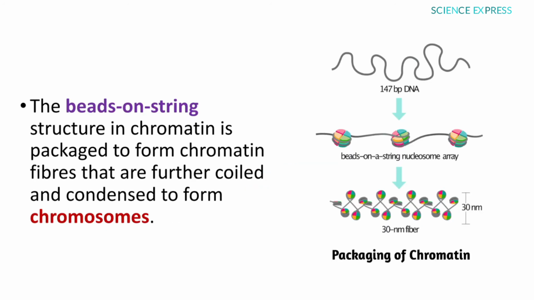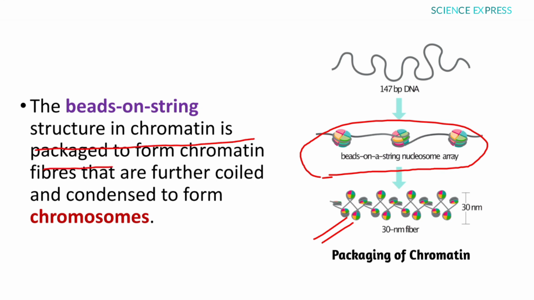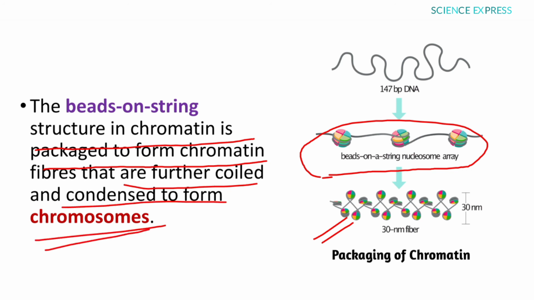In this picture we can see the beads-on-a-string nucleosome array, and how DNA is packaged. This form is transformed into a structure, that is the chromosome. The beads-on-string structure in chromatin is packaged to form the chromatin fiber, which is further coiled and condensed to form the chromosome.